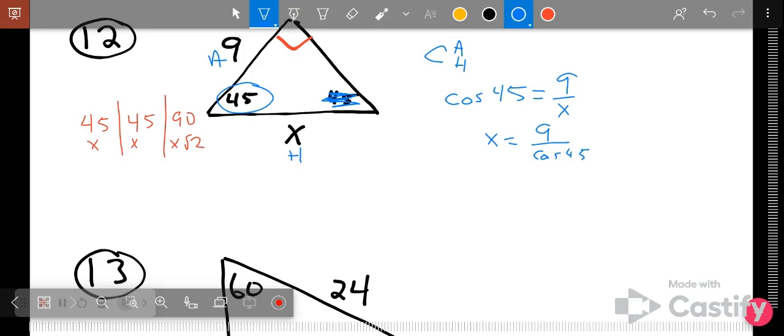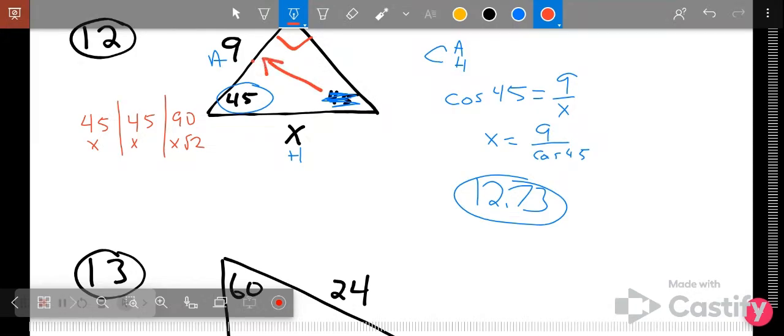X is on bottom, means I do 9 divided by cosine 45. And I get 12.73, which is right. If I go back and do this shortcut method, the 45s match up with the 9 here. And so this is 9, this is 9, this is 9 root 2. 9 root 2 is the same exact thing as 12.73. So both answers are right. Either answer is right, maybe the way to say that. You could do it either way.